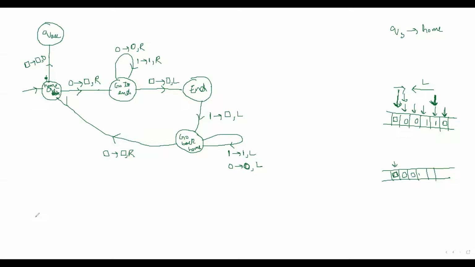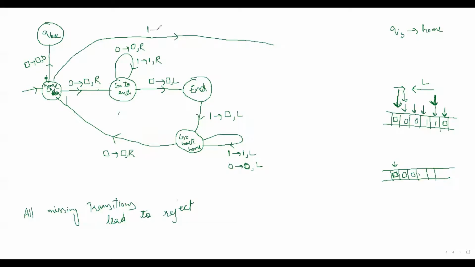And we know while designing a Turing machine, we said that all missing transitions lead to the reject state. So what are the missing transitions here? Here we have transitions on 0, 1 and blank. At this end, at home, we have a transition on 0 and a transition on blank, but no transition on 1. So if 1 comes, we will replace it with 1, move in any direction and go to Q reject. Here all the transitions are done.